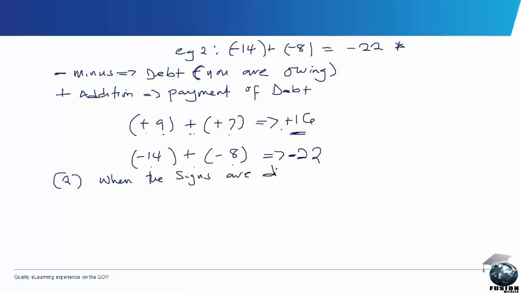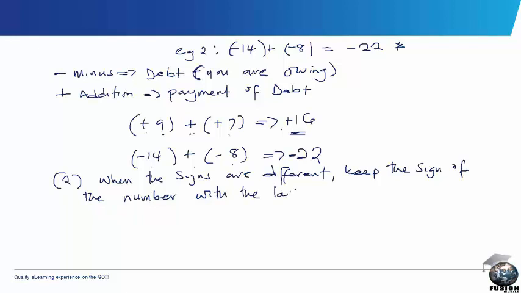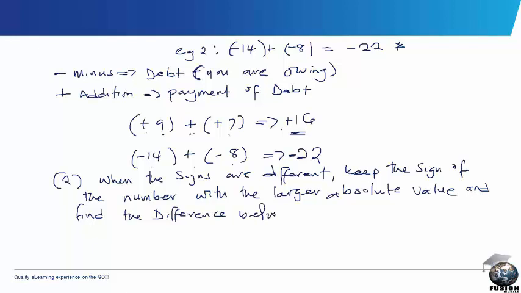Then rule number 2 states that when the signs are different, you keep the sign of the number with the larger absolute value, and then find the difference between the absolute values of the numbers.